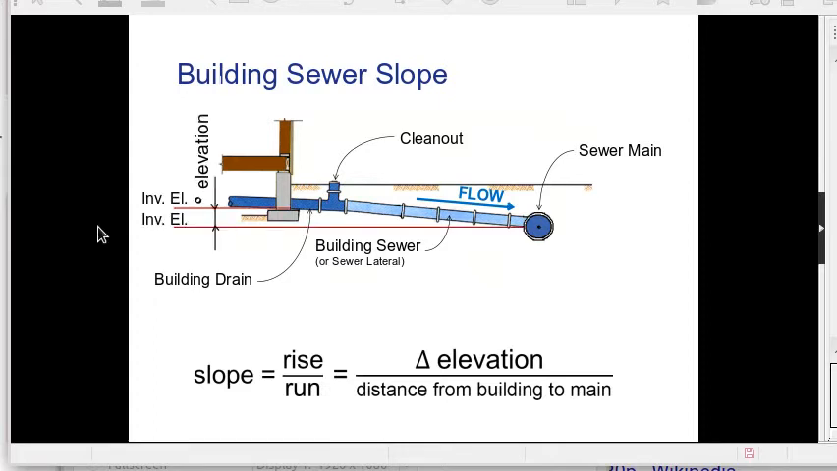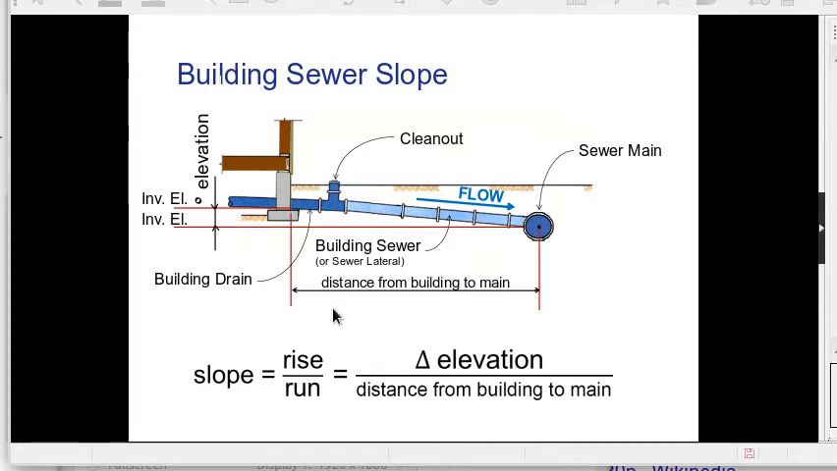So some elevations we are interested in, they're called invert elevations. The first one is the bottom of the drain at the house, and then the center of the sewer main, because we expect that the pipe is connected so that the bottom of the pipe is about lined up with the center of that main. So we're interested in that elevation, the center of this pipe here. And then the difference between those two is our elevation.